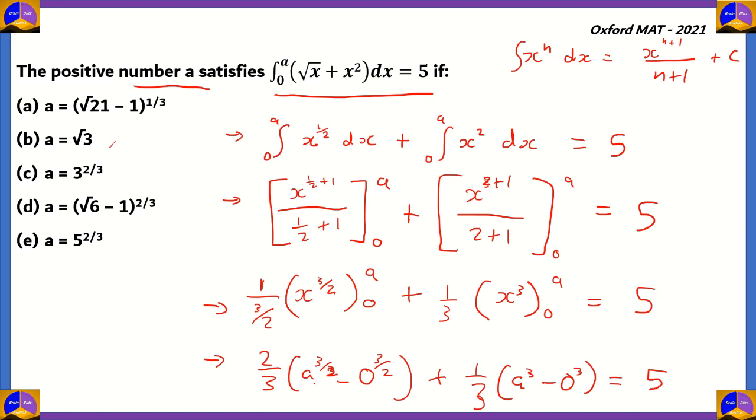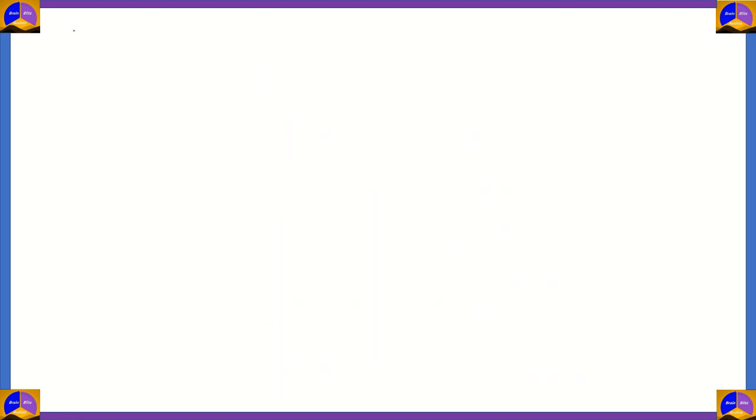Now remember, on both terms on the left hand side we've got 3 in the denominator, so in order to avoid the fraction it'll be a good idea to multiply both sides by 3. Now we will get the equation 2a raised to 3 by 2 plus a cubed would give us 5 times 3, that is 15.